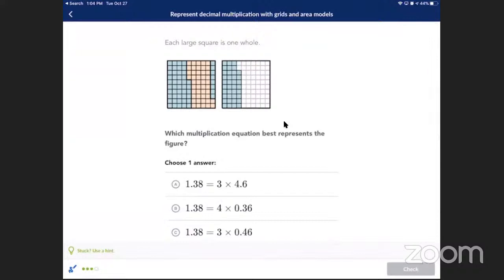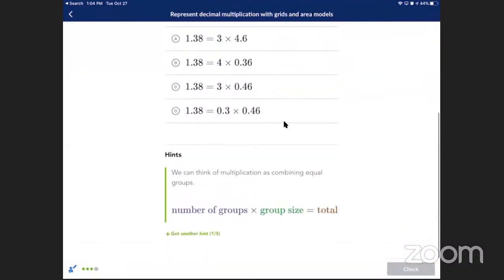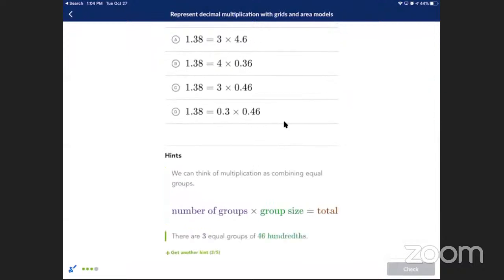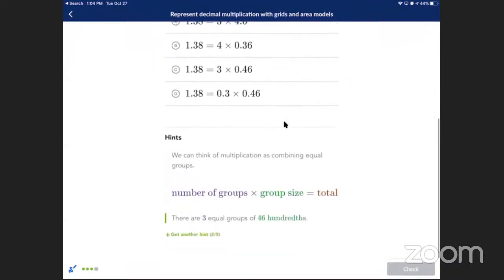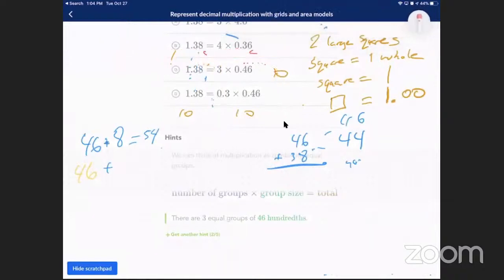Maybe we can just go ahead and check out a hint and see what happens. It says number of groups and group size equals total. 3 small groups equals 4,600. These 3 equal groups of 4,600. Okay, so that's basically what we're doing right there. We're looking at the groups.